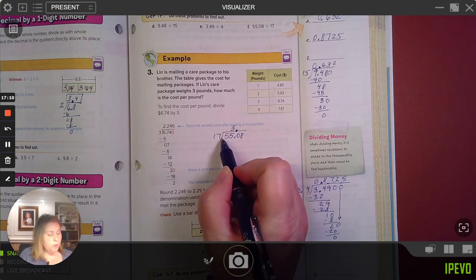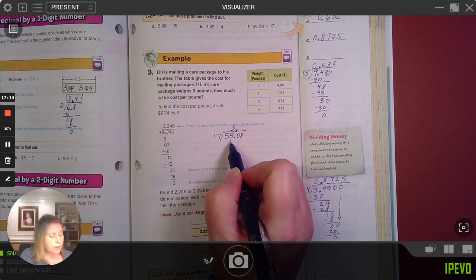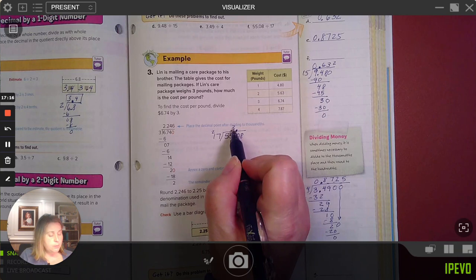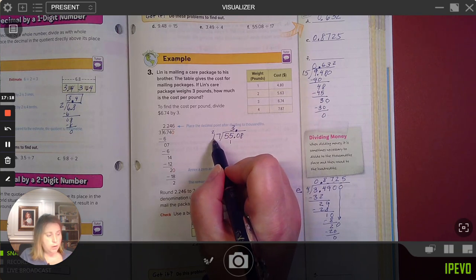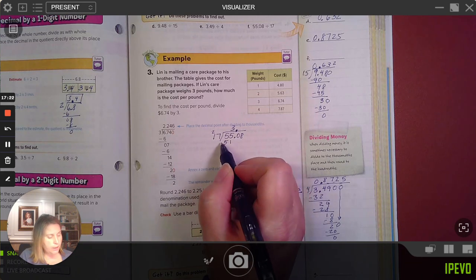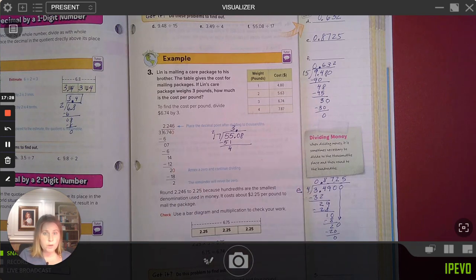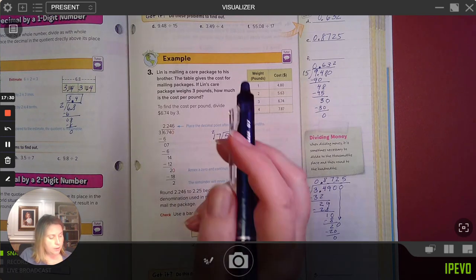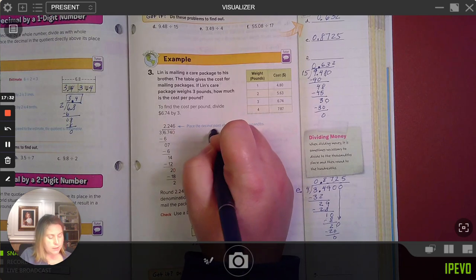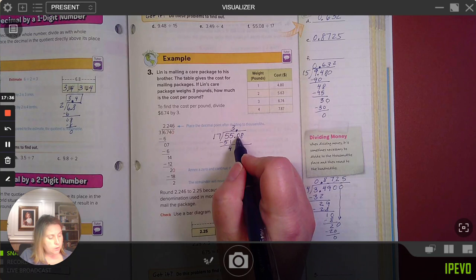3 times 7 is 21. Write the 1, carry the 2. 3 times 1 is 3, plus the 2 we carried is 5. 51 is what we subtract. 55 minus 51 is 4. 4 is less than 17. I'm just going to erase that 2 that I carried so it doesn't cause any confusion later. So then we bring down the 0.